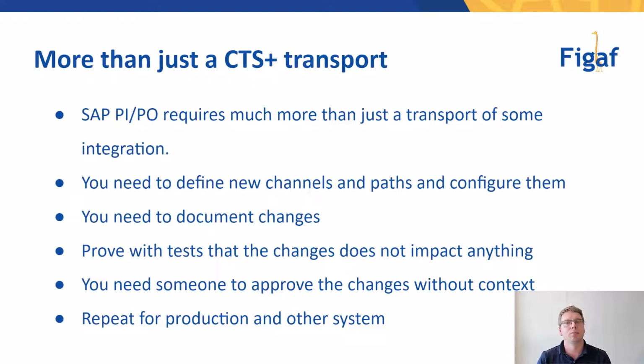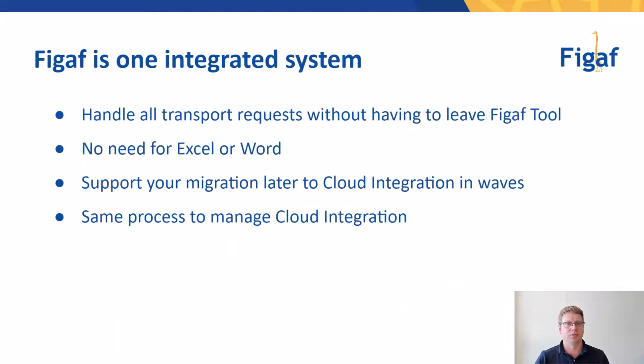You need somehow to approve these changes, and a lot of times I've seen it's just approving that the documents look alright, you've filled in the right documents, but not whether it actually is what's happening in the system. And then you need to repeat this process also to production. With Figaf, you have one integrated system that handles the full processing chain, so you do not need to go into multiple Excel documents and send them around. It makes it a lot easier for you to manage, also when you go into migrations to cloud integrations.